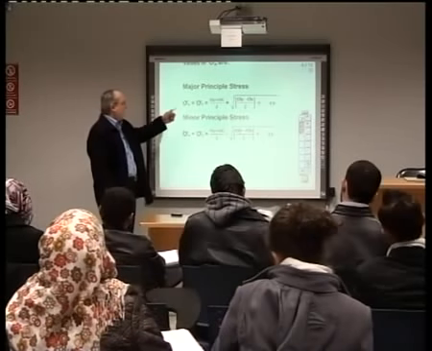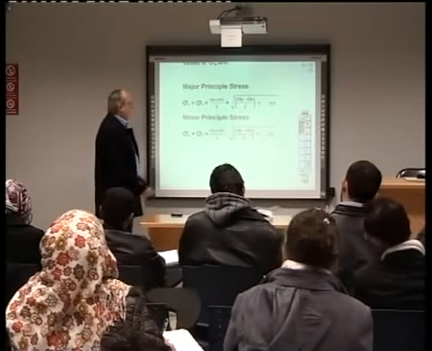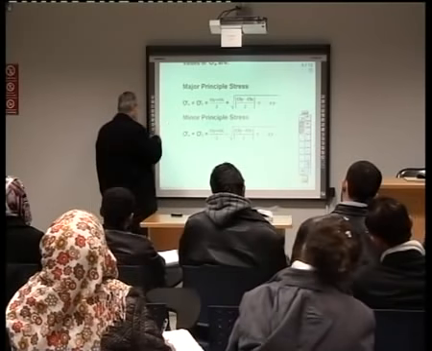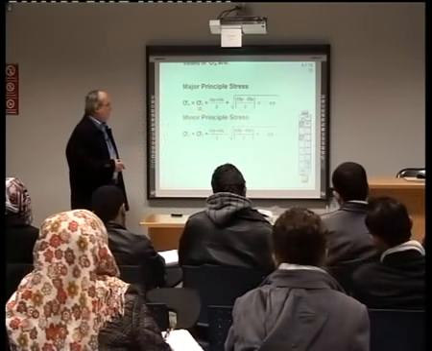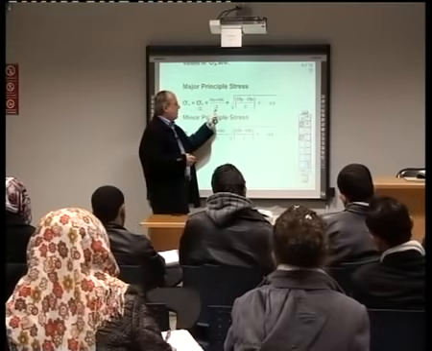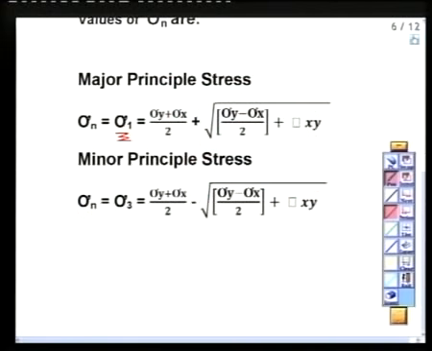What is major principal stress? It's sigma n, and from now on we will call it sigma 1. What does it mean? Sigma 1 equals (sigma y plus sigma x) divided by 2, plus the square root of ((sigma y minus sigma x) divided by 2) squared plus tau xy squared.